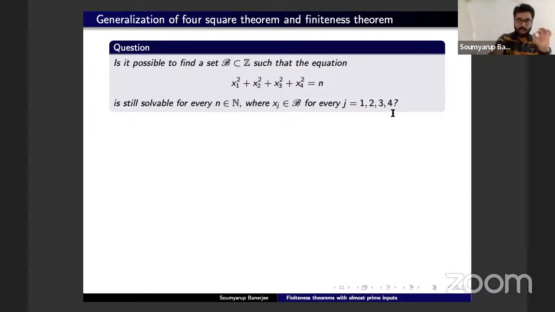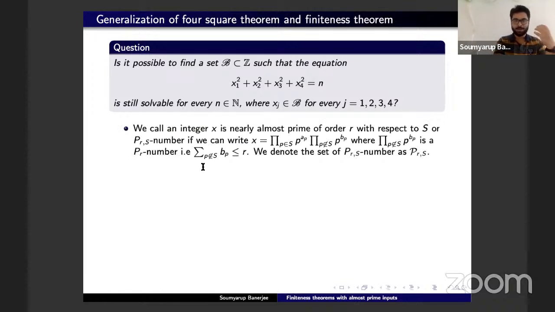And okay, so let me define one number which is called a PRS number. This is very similar to a PR number, so let me define it. We call an integer x nearly almost prime of order r with respect to S, where S is a set of primes, or a PRS number, if we can write x equal to the product over p belonging to S of p to the power ap, times the product over all the primes not belonging to S of p to the power bp, where the second product is a PR number. That is, the summation of bp, where p does not belong to S, is less than or equal to r.